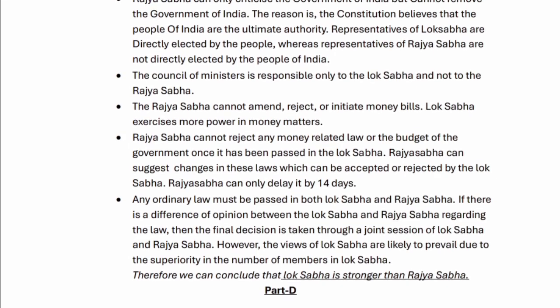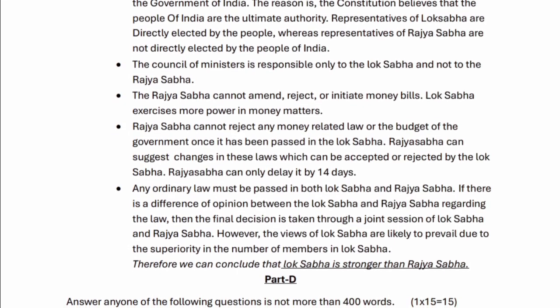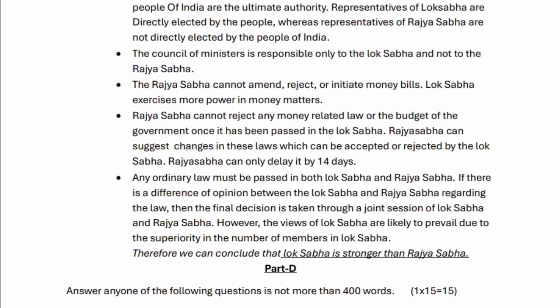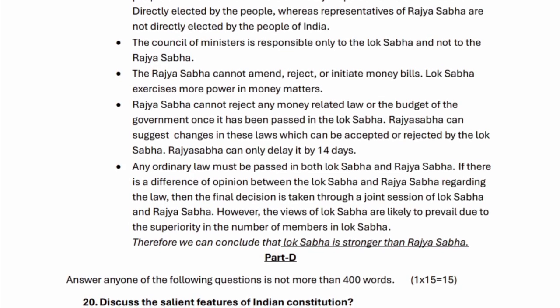Rajya Sabha cannot reject any money-related law or the budget of the government once it has been passed in the Lok Sabha. Rajya Sabha can suggest changes in these laws which can be accepted or rejected by the Lok Sabha. Rajya Sabha can only delay it by 14 days.